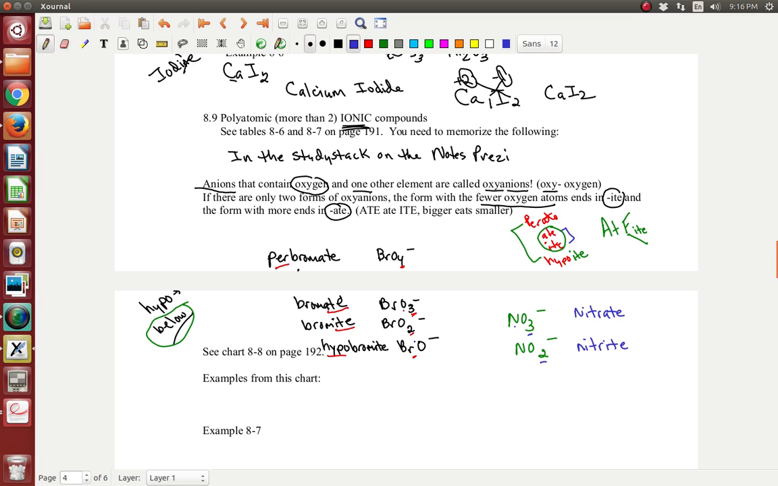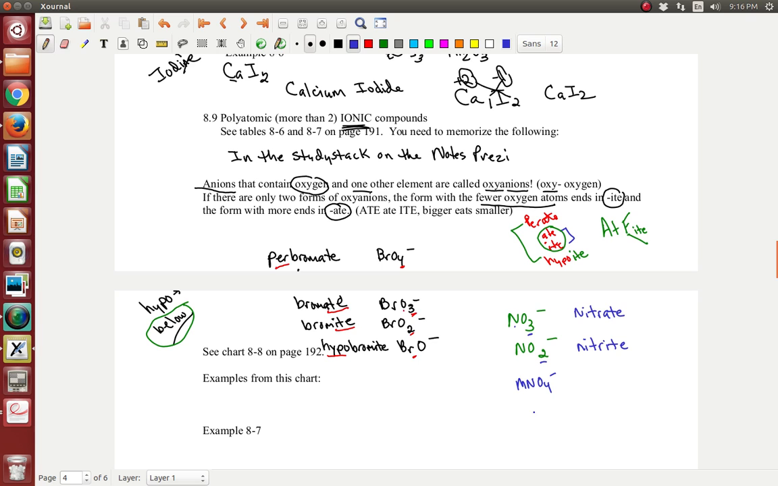So there's also permanganate. Permanganate's a weird one. It is on that study stack. It's MnO4 negative. That's permanganate. You just need to memorize that one because we're going to use it a lot. And then there's a bunch of other ones on there.